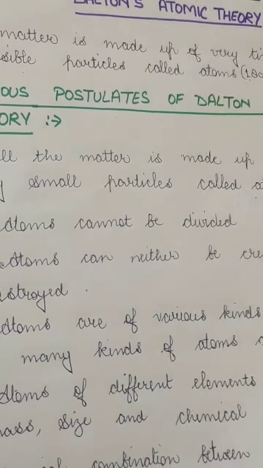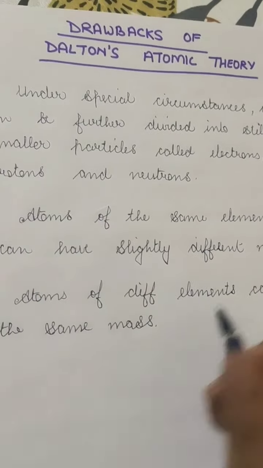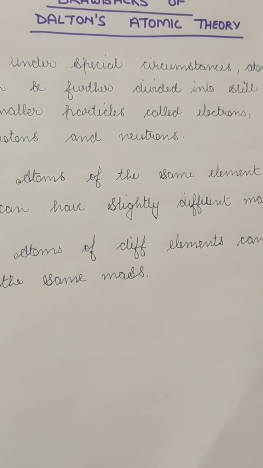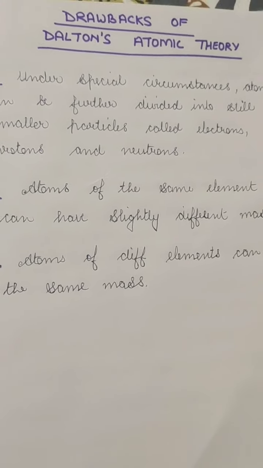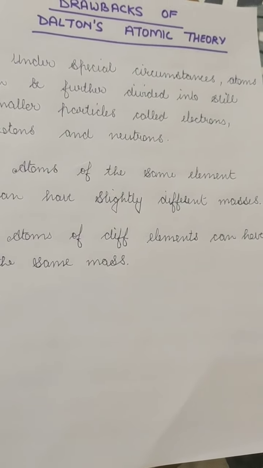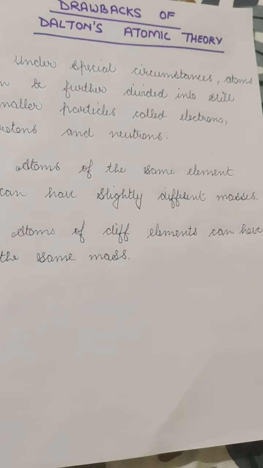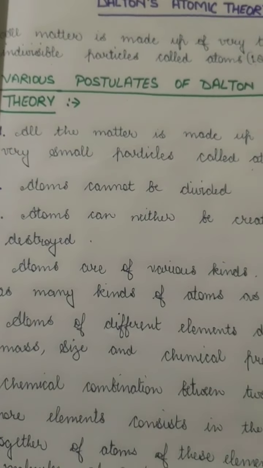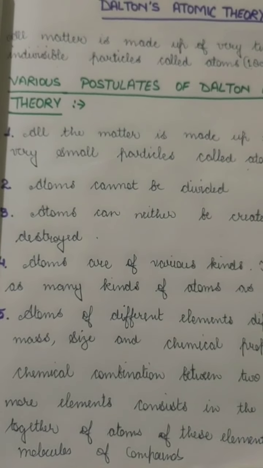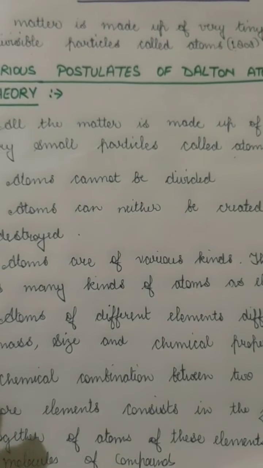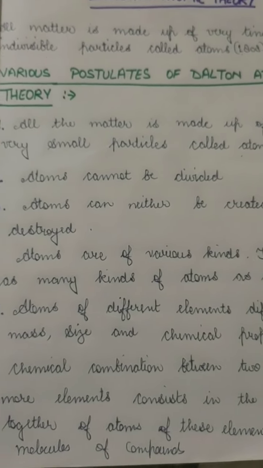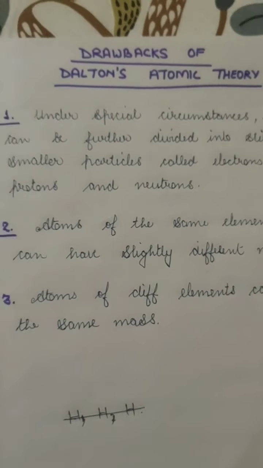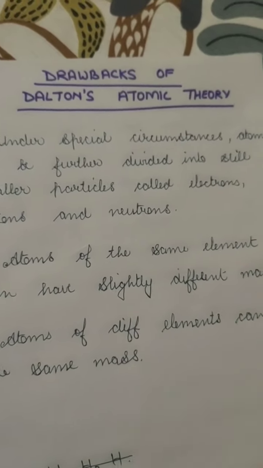Since we are doing these drawbacks, here under special circumstances an atom can further be divided into protons, electrons, and neutrons. Next, atoms of the same element can have slightly different masses. We'll again read the postulates. Here it's written that atoms of different elements differ in mass, sizes, and chemical properties. One of the postulates was also that atoms of the same element have the same masses, but this does not hold true, because atoms of the same element can have slightly different masses because there are isotopes.